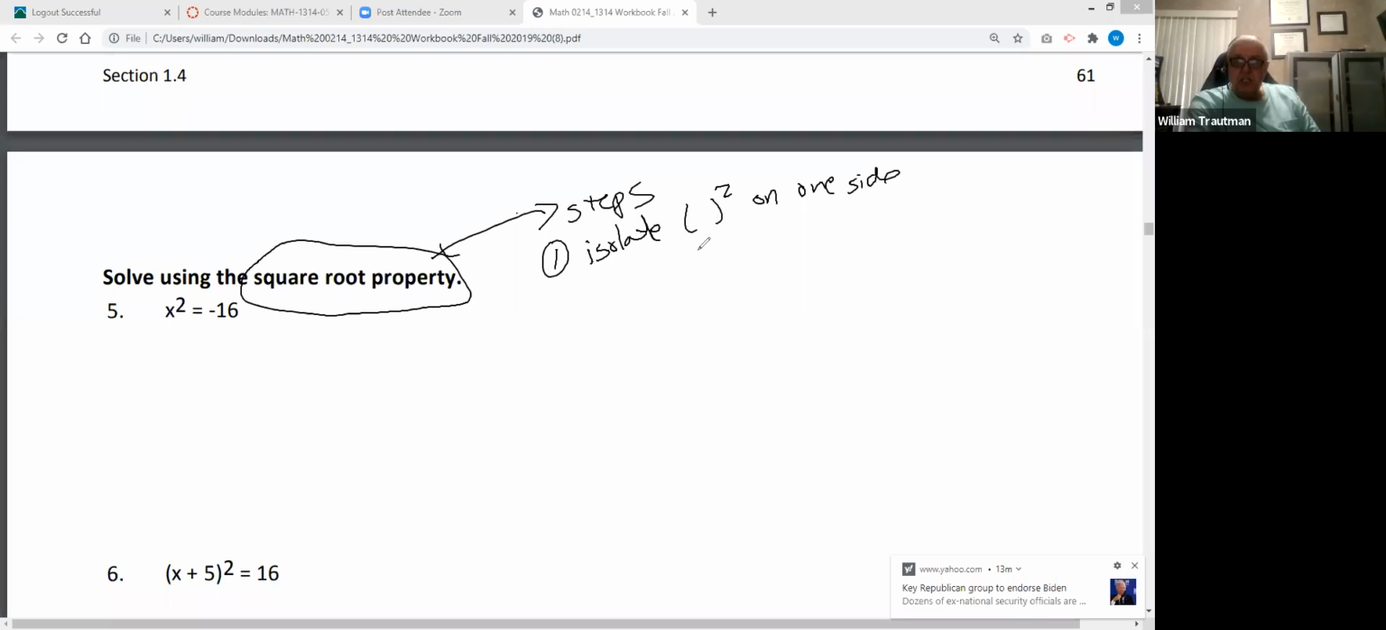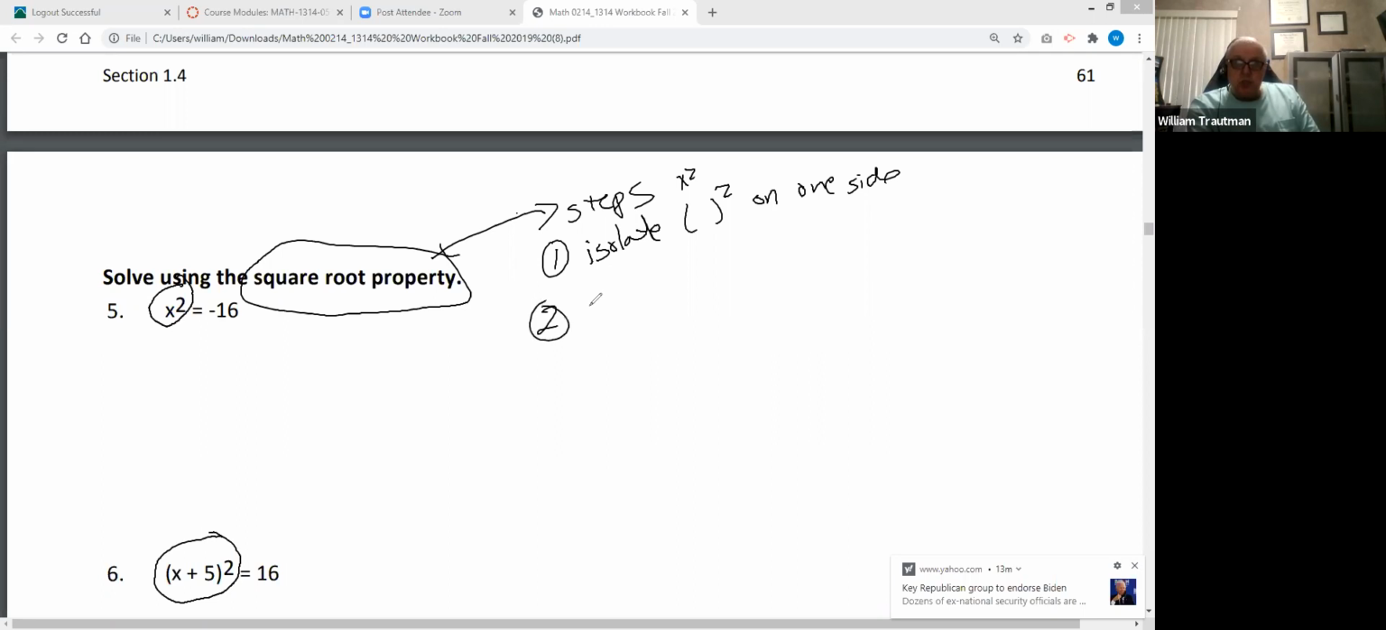So sometimes it's an x squared, sometimes it's just a parenthesis squared. Do you see how this is isolated on one side? Same way with this parentheses. The square is isolated by itself on one side. That's step 1. If you don't have it by itself on one side, then you've got to make it that way. And I'm sure we're going to have an example like that.